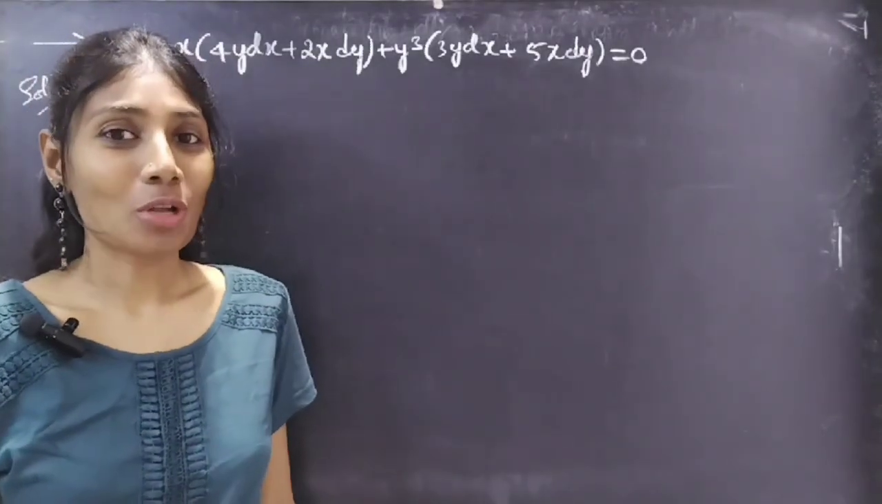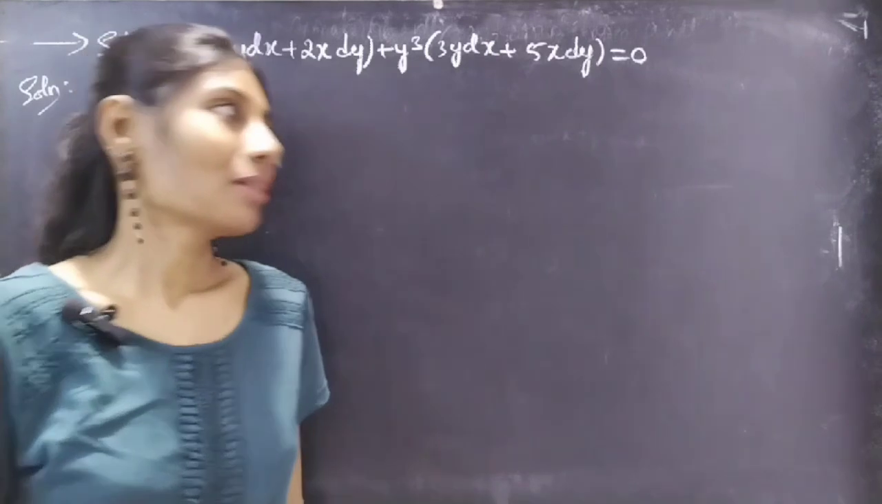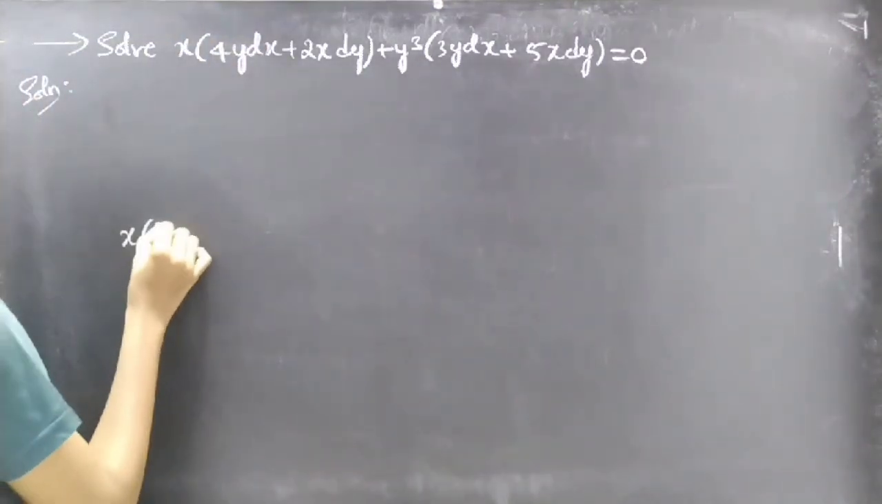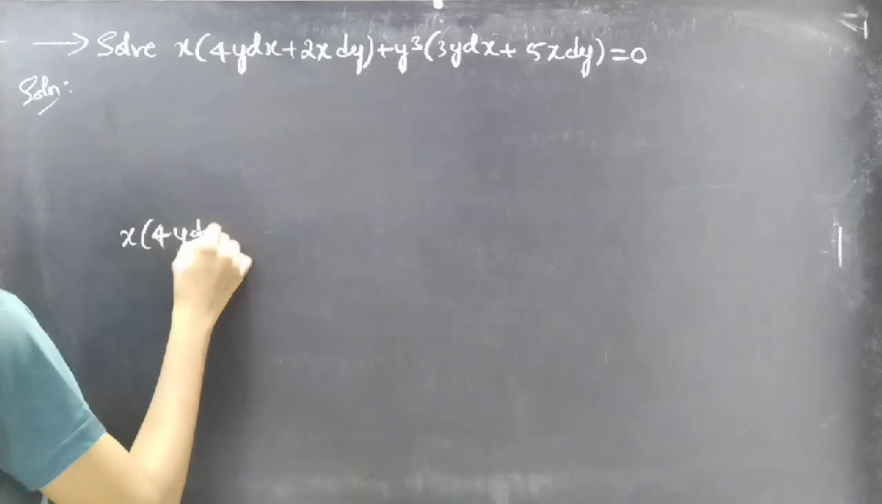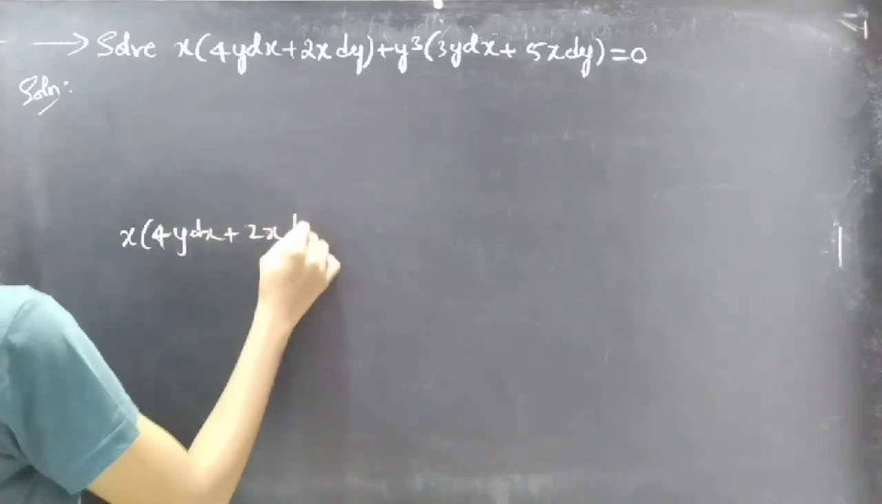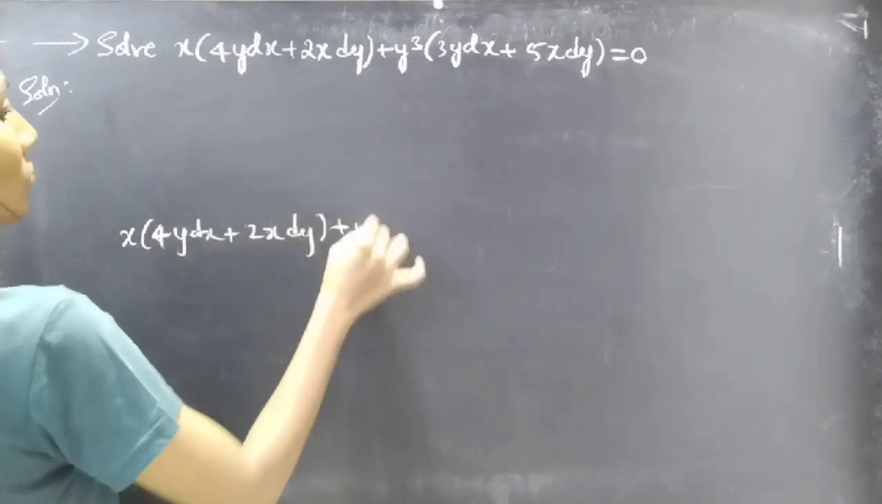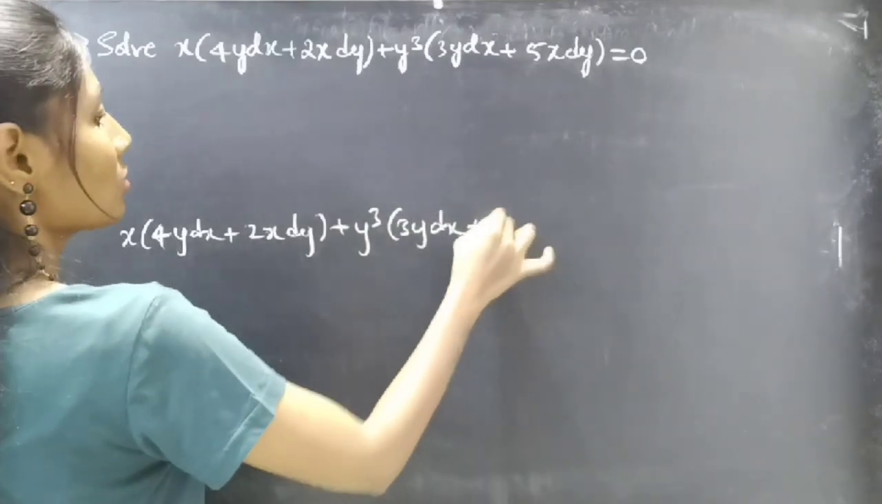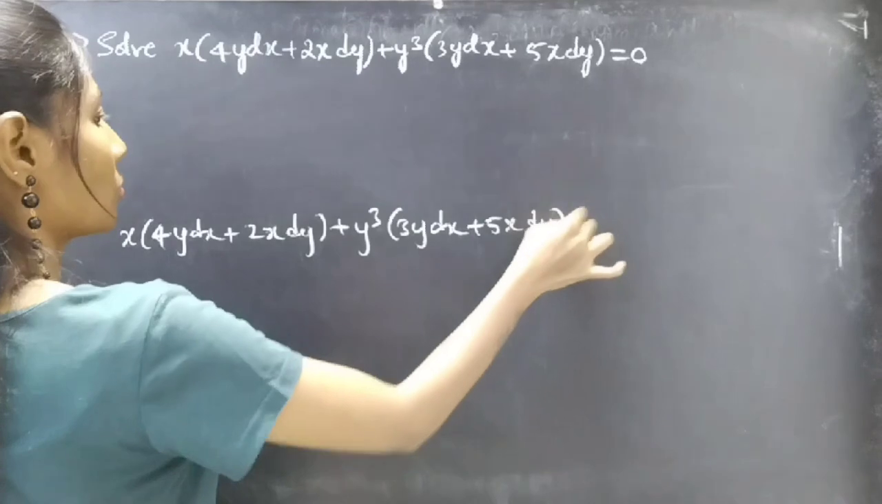In this video, we are going to solve a differential equation. So we are given a differential equation x into (4y dx plus 2x dy) plus y cube into (3y dx plus 5x dy) equal to 0.